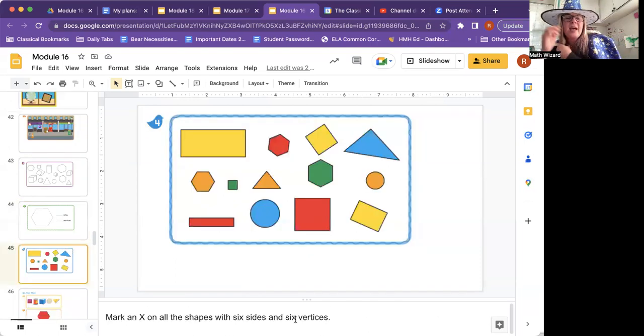All right, you're going to mark an X on all the shapes with 6 sides and 6 vertices. And remember, it doesn't matter what the rotation is. It doesn't have to be up and down. So just the ones that have 6 sides and 6 vertices. All right, go ahead and pause this while you do that.